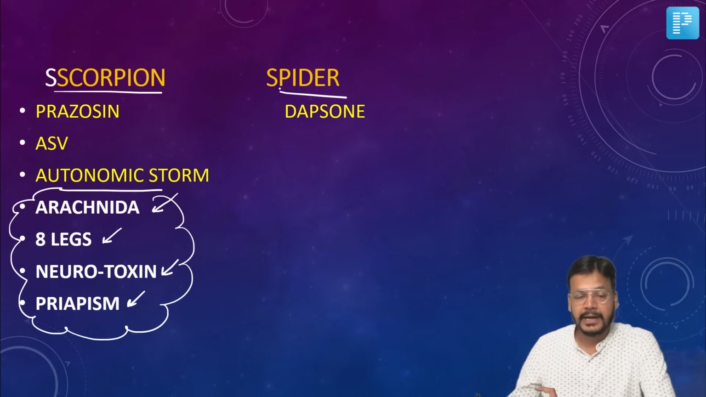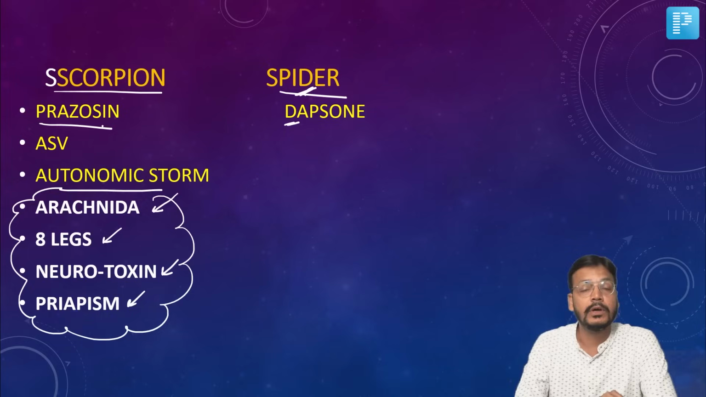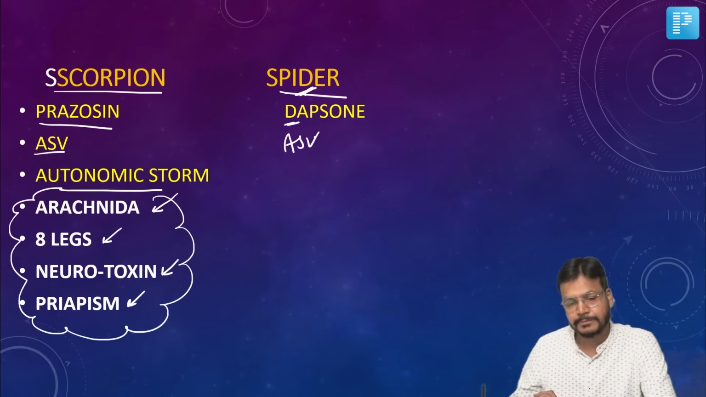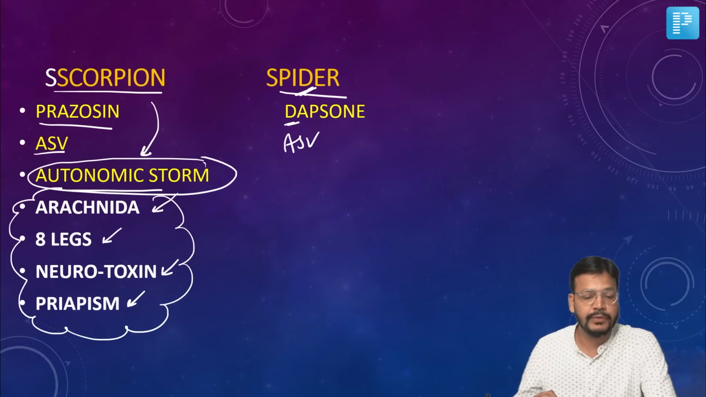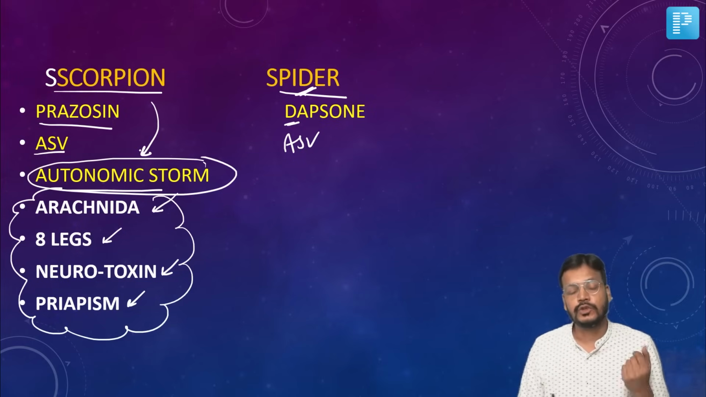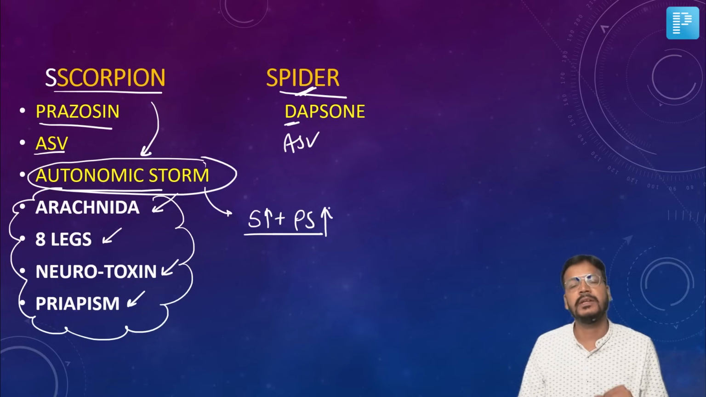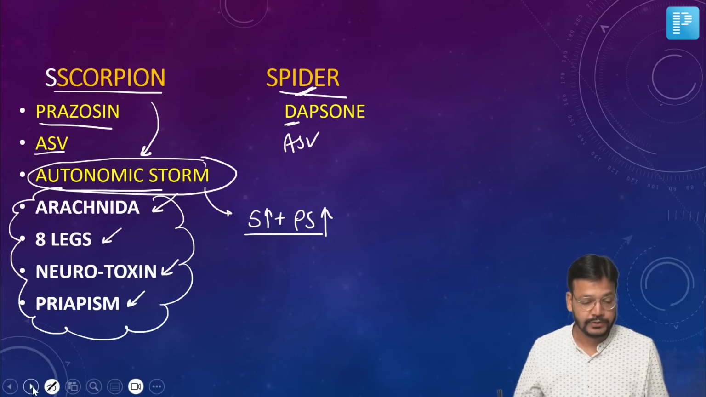But sir, in spider bite we give dapsone, and in scorpion bite we give the alpha blocker prazosin. Here we use anti-scorpion venom, here we use anti-spider venom. This question comes in exam: autonomic storm is very common in scorpion bite. What is autonomic storm? Sympathetic as well as parasympathetic stimulation. This combination is known as autonomic storm. So sometimes a question comes, autonomic storm is a very important feature of scorpion bite.